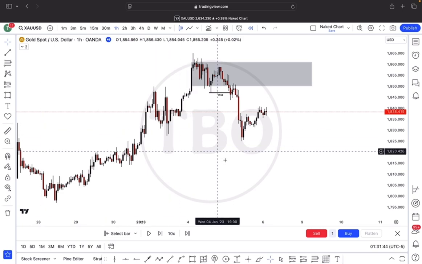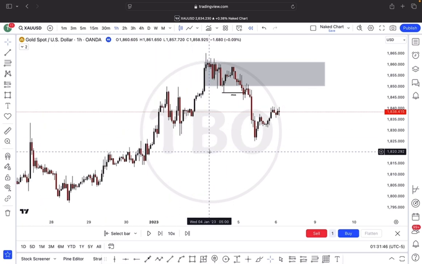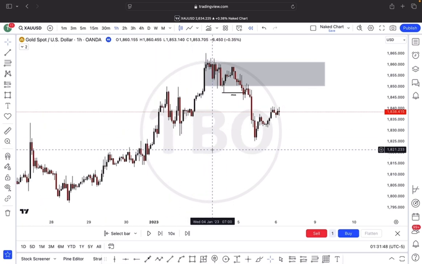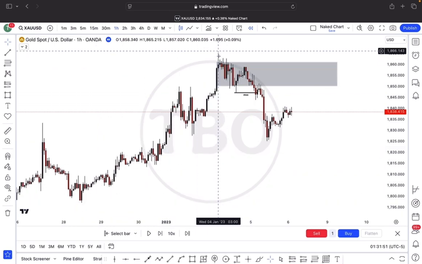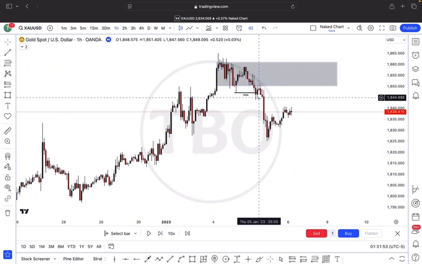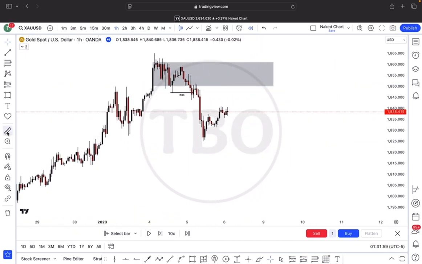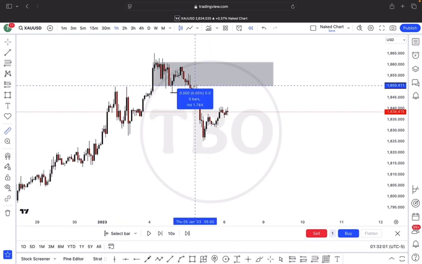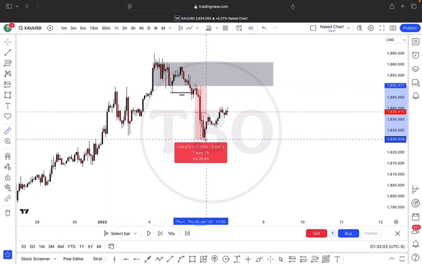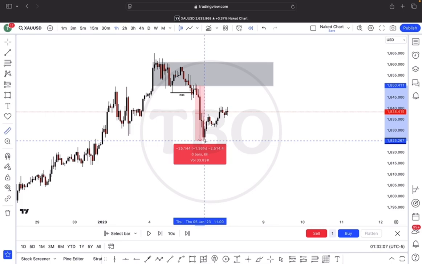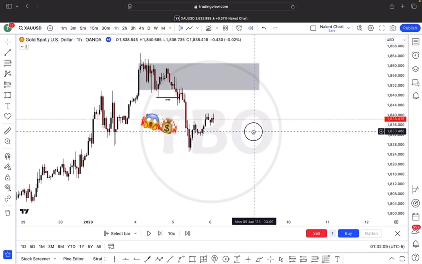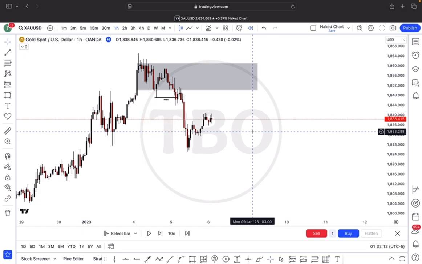So guys, this is very, very powerful, right? So rally, base, drop, retracement, and then entry. Let me show you how many pips that drop, that sell-off, was. That right there was 251 pips, right?